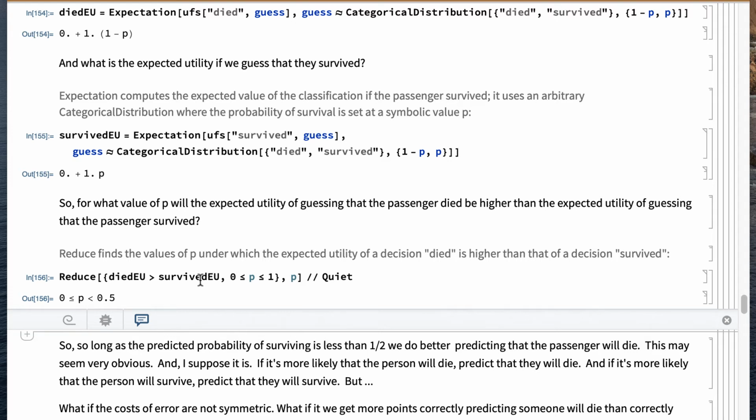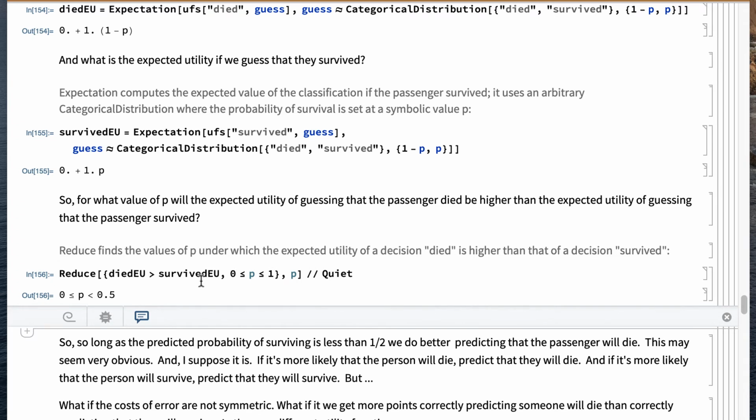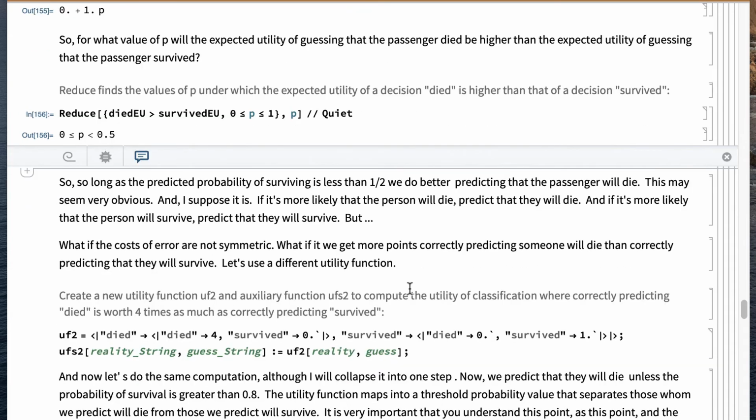And you very well might be thinking, my goodness, Professor Chandler, that's an awful lot of work for something that's obvious. You just pick the most probable outcome. And that's true, but what if the costs of error are not symmetric? Or what if we get more points for correctly predicting someone will die than correctly predicting that they will survive? Maybe we'd make a different decision.